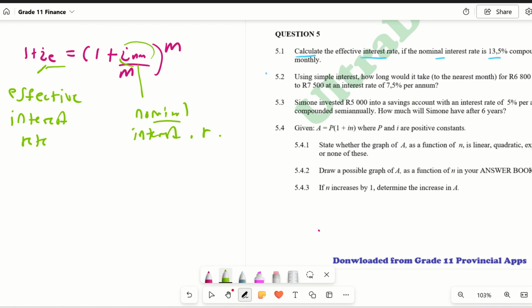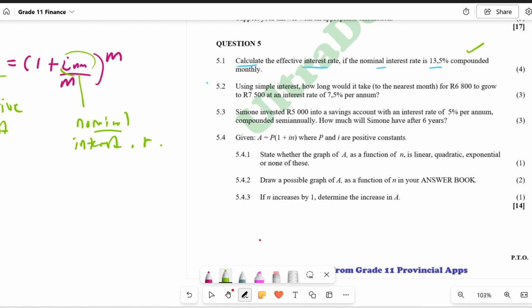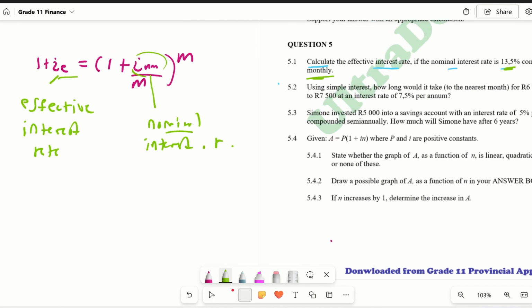So now, in this question, they give you the nominal interest rate to be 13.5%. And they also give you the m, monthly. Monthly basically means if you were to invest money into this investment, your money would gain interest at the end of every month. If it said quarterly, it means that your money would grow at the end of every quarter, or every 3 months.